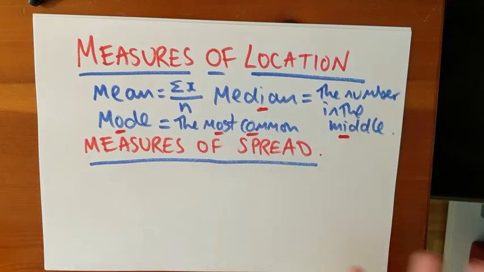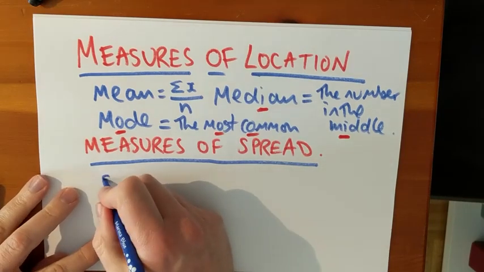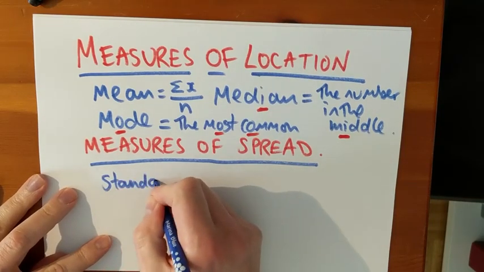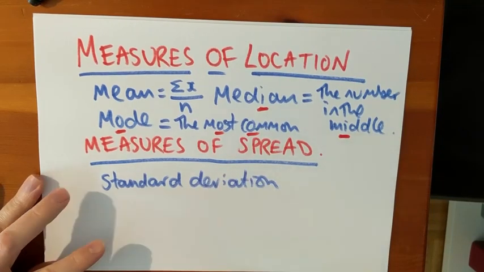Or if there's an even number of things, it's two numbers, and you take the average of those two: add them together and divide by 2. Measures of spread give you an idea of how spread out the population is, and we've talked about standard deviation already. So standard deviation is the classic measure of spread.